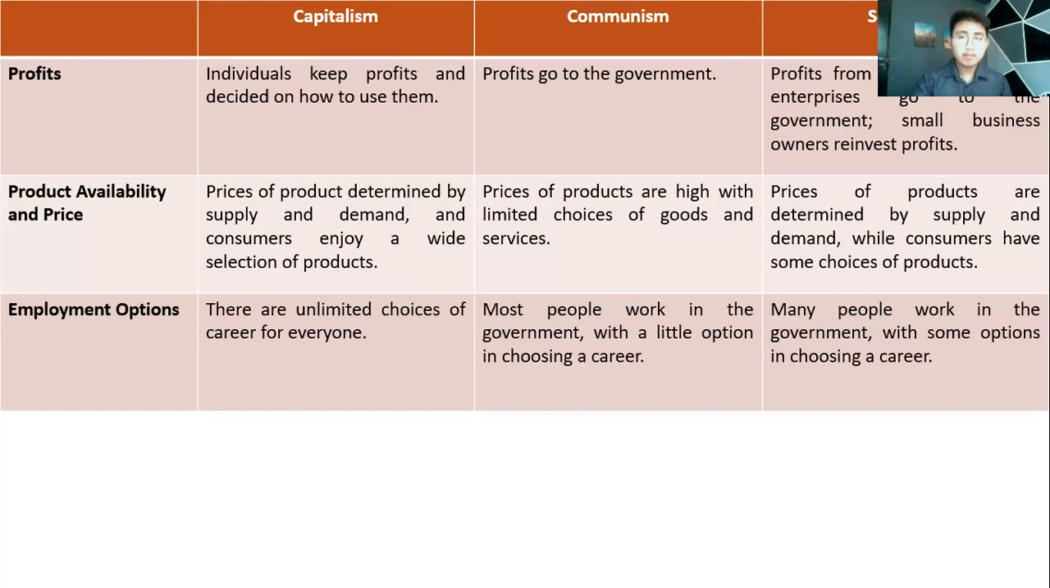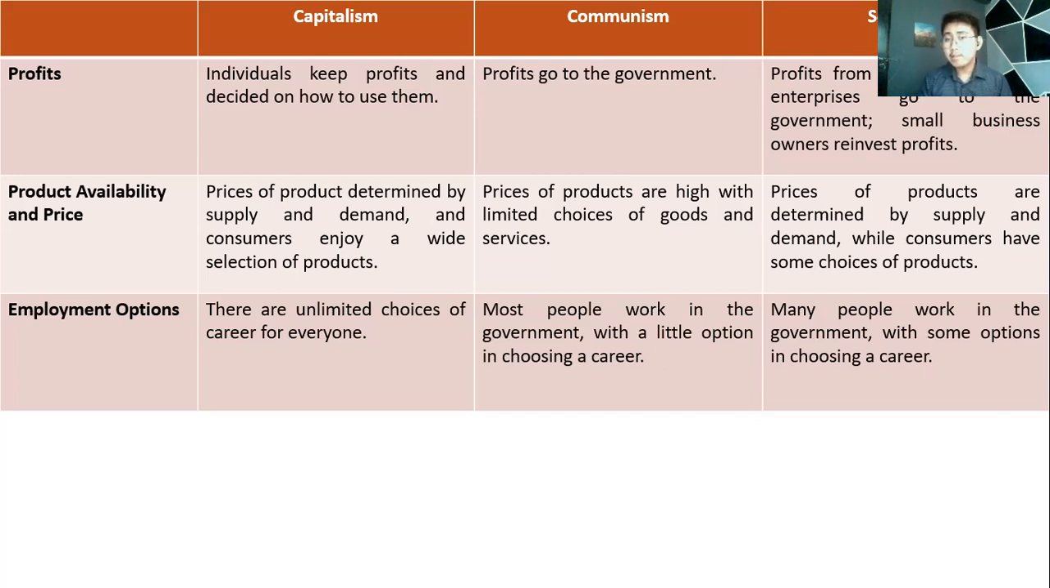So let's proceed to the profit. When we say profit, in capitalism, individuals keep profit and decide on how to use them. So since individuals own the business, it's up to them kung anong gagawin nila doon sa nakuha nilang pera sa pagnenegosyo. While sa communism naman, profits go to the government since all businesses or all industries are owned by the government. So kung ano man yung makuha niyang pera sa mga negosyo niya ay mapupunta lang sa gobyerno.